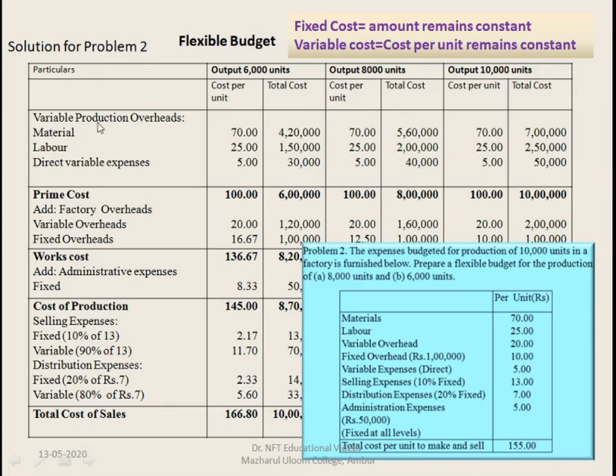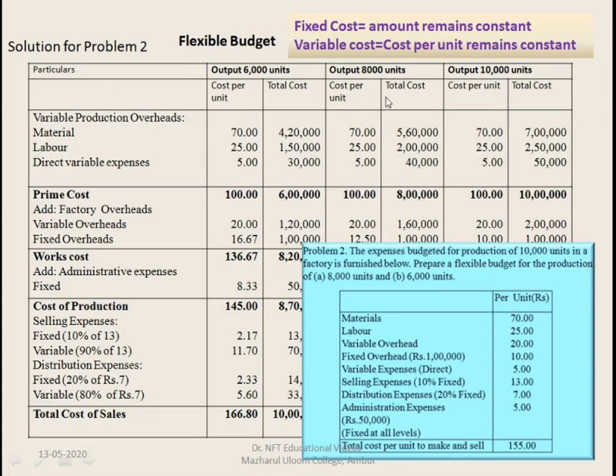Solution for problem 2. I have just brought the screenshot of the problem here to understand. This problem has been asked in a university examination. So let us see now. They've given the information about cost per unit for 10,000 units, and they have asked you to find out for 6,000 and 8,000 units.